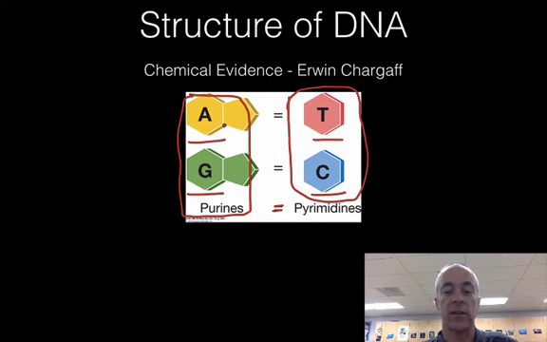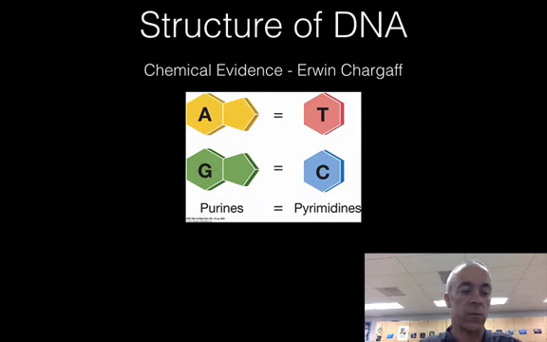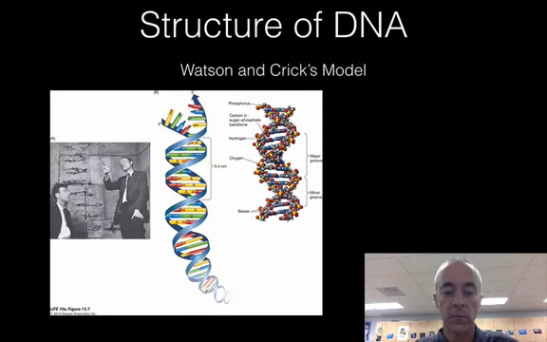Another thing you'll notice here is that these purines actually have a double ring structure, whereas the pyrimidines just have a single ring structure on their nitrogenous base. And we'll get into that a little bit more, why that's important later on.